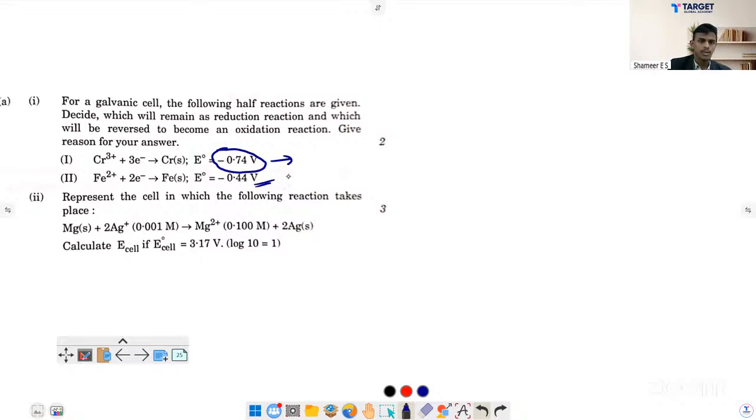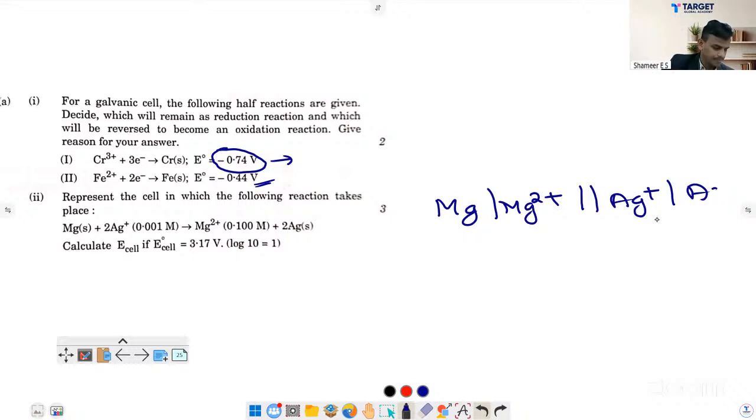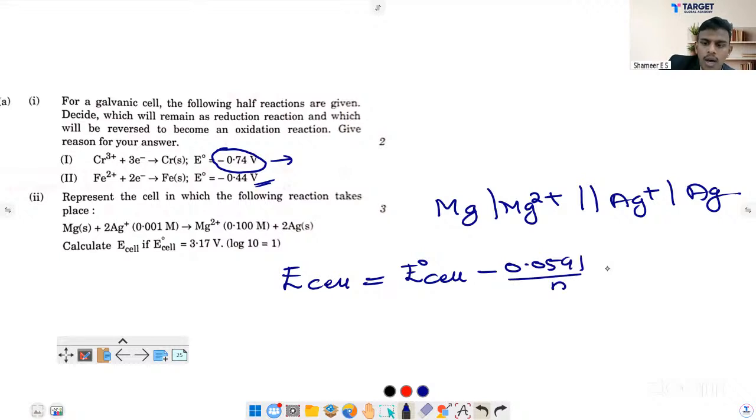Represent the cell in which the following reaction takes place. Just representing. Calculate E cell. Representing means anode first. Anodic solution is Mg2+, double bar, cathode solution is Ag+, single bar, cathode. No need to add 2 Ag+ or 2 Ag. It's not needed. If you're writing that, it's not a mistake also. E cell will be equal to E0 cell minus 0.0591 by n log concentration of oxidized, Mg2+, divided by concentration of reduced, Ag+.